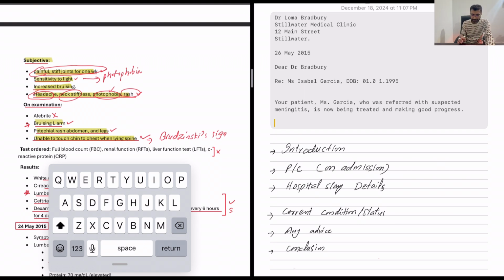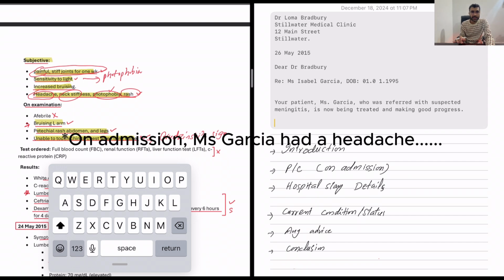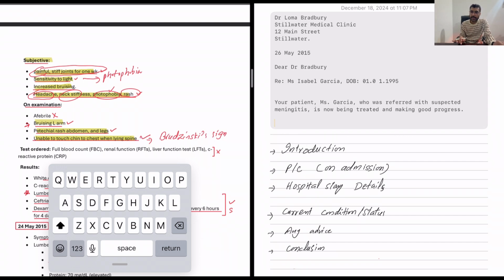So let's start. On admission, Miss Garcia had a headache, neck stiffness, photophobia, and painful and stiff joints. On examination, what did we find? We found there were bruises on the left arm and petechial rashes. It's given here: bruises on the left arm and petechial rash on the abdomen and legs.